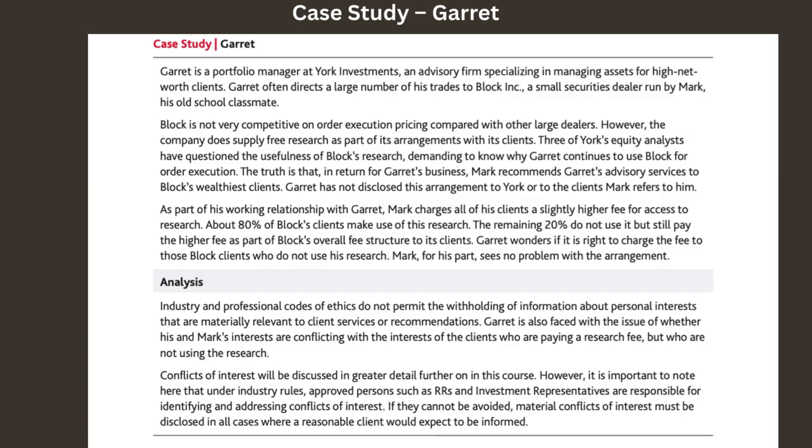So the analysis here for this case study is industry and professional codes of ethics do not permit the withholding of information about personal interests that are materially relevant to client services or recommendations. Garrett is also faced with the issue whether his and Mark's interests are conflicting with the interests of the clients who are paying a research fee, but who are not using the research. Conflicts of interest will be discussed in greater detail further on in this course.